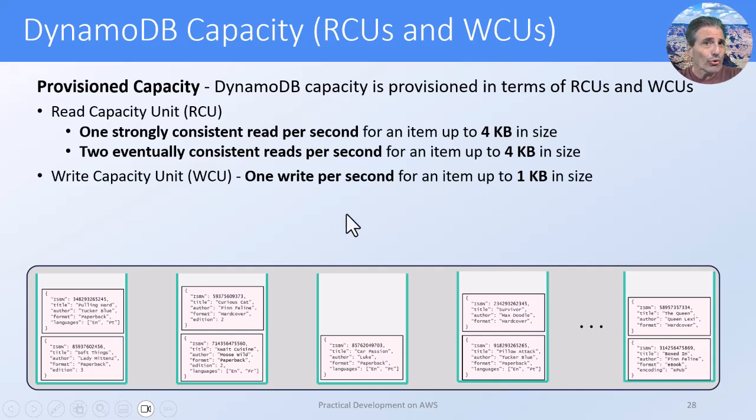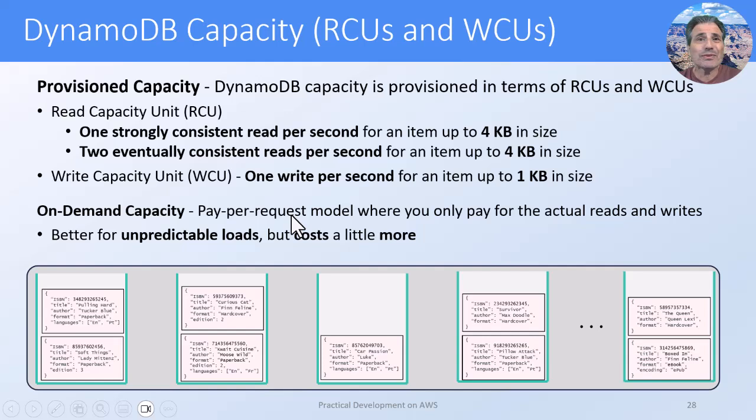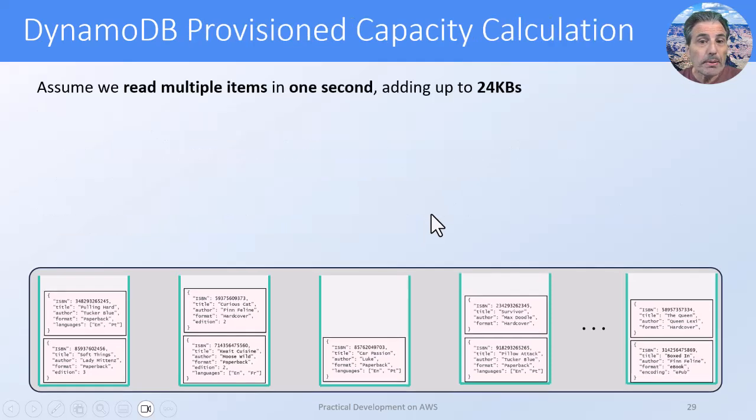Now, I'm going to show you a little bit later what that means in practical terms, but if you don't even want to worry about that, because perhaps you can't possibly calculate the amount of reads and writes you're going to get, yeah, AWS does offer an on-demand capacity where you're paying per request. So this is good if you have that unpredictable load, but it does cost a little more. So if you know a little bit of what you're getting, it pays to calculate.